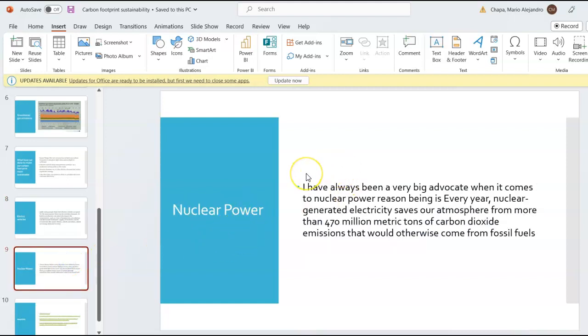Nuclear power. I've always been a big advocate when it comes to nuclear power. The reason is that every year nuclear generated electricity saves our atmosphere from more than 470 million metric tons of carbon dioxide emissions that would otherwise come from fossil fuels.